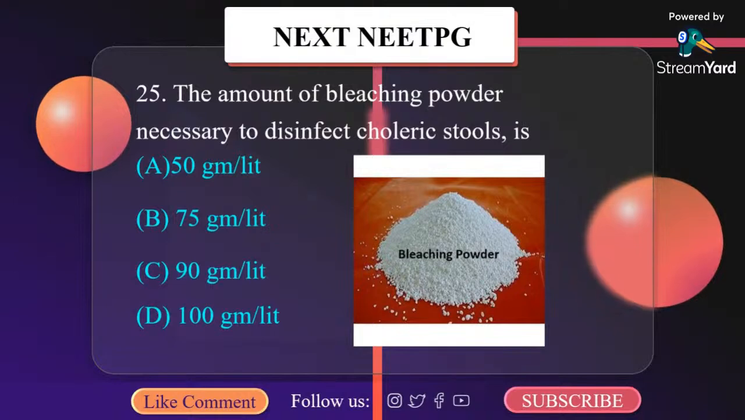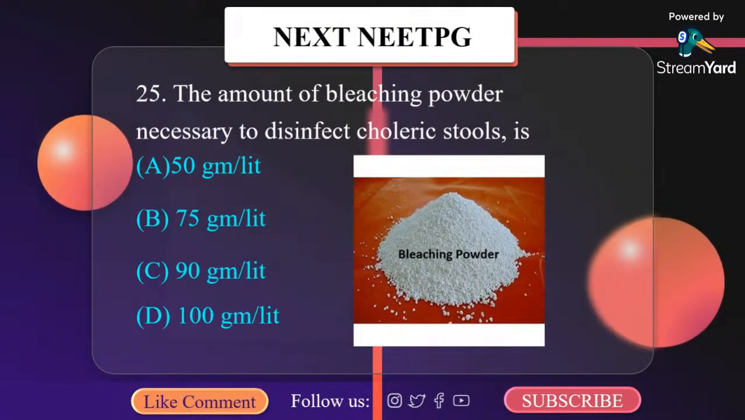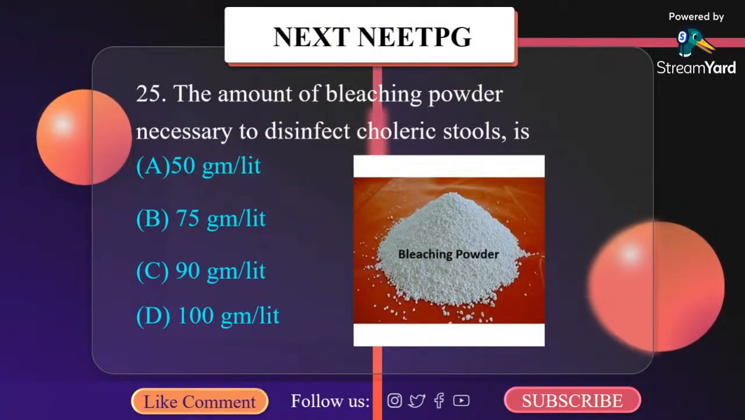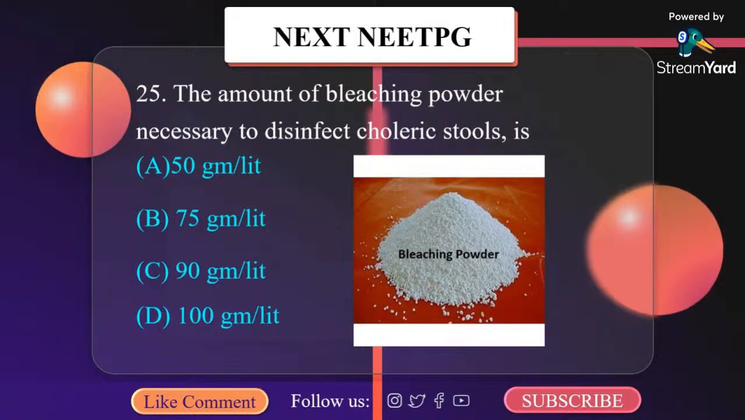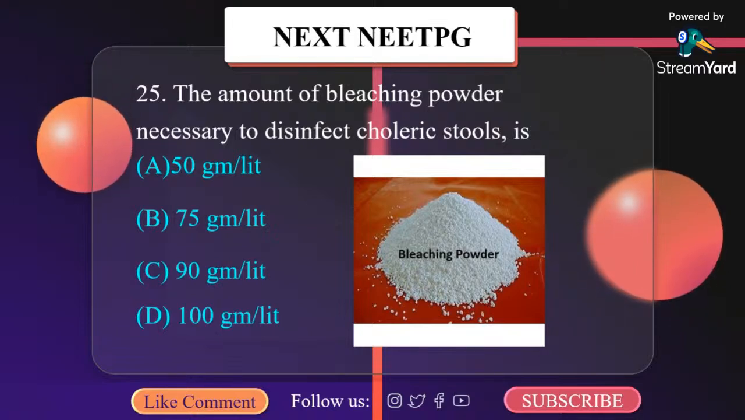The amount of bleaching powder necessary to disinfect choleric stools is: A. 50 gram per liter, B. 75 gram per liter, C. 90 gram per liter, D. 100 gram. It is 50 gram per liter.